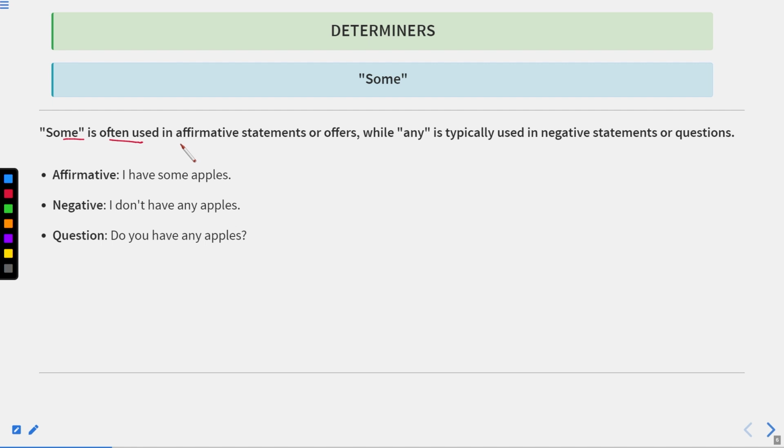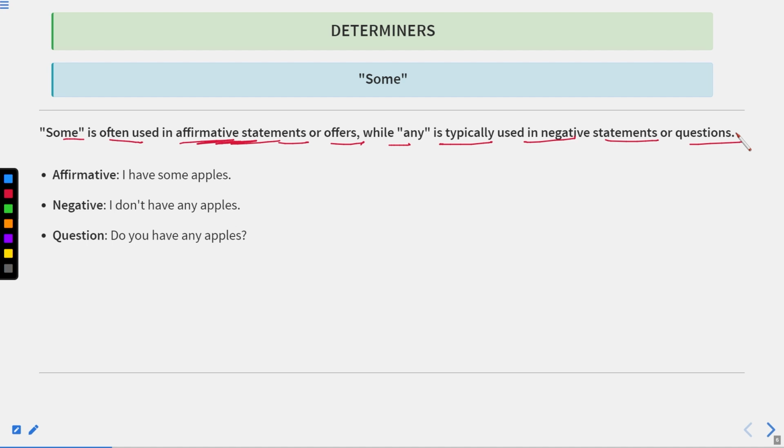Some is often used in affirmative statements or offers, while any is typically used in negative statements or questions. Now, this is very, very important about some and any. If we talk about the two words, some and any, the fundamental difference between the two is the use of these two words. Some is basically used in affirmative sentences. It means positive sentences. And when we talk about negative sentences, we rather use the word any.